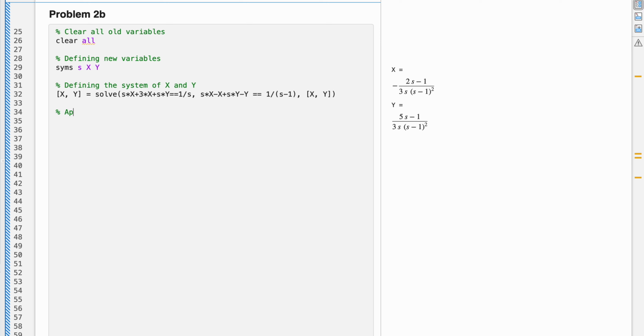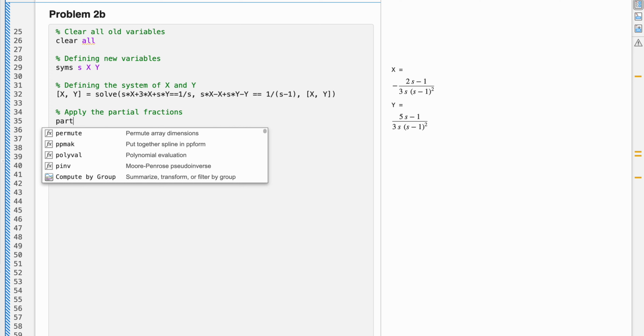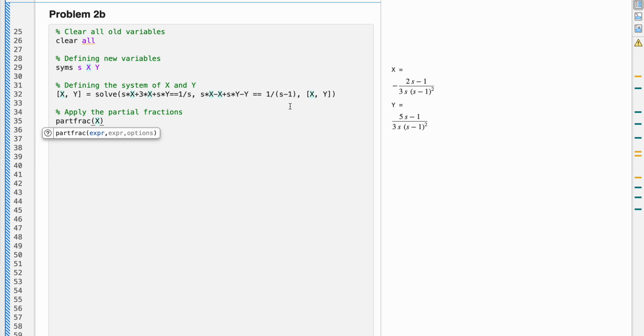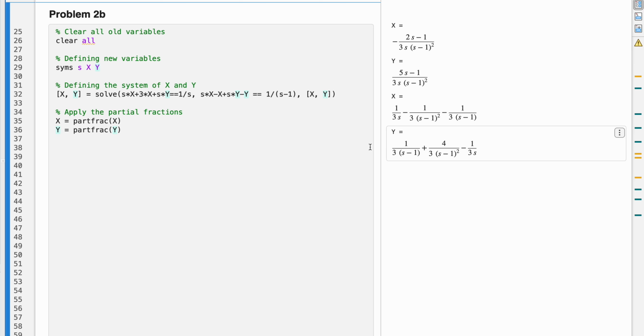So then we apply partial fractions to the following. We're going to say partfrac of x and redefine x that way, and we'll do the same for y. So for the big Y, we do this, and we press Control Enter. And we want to see what we get. And we get stuff that is the same as the one we had.